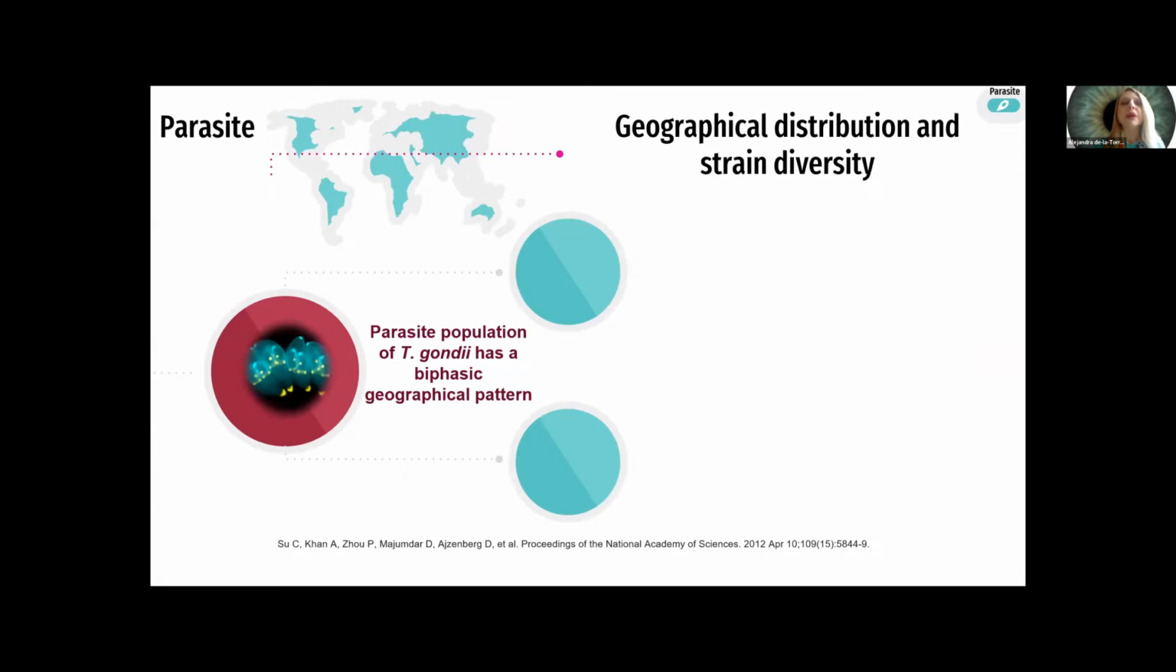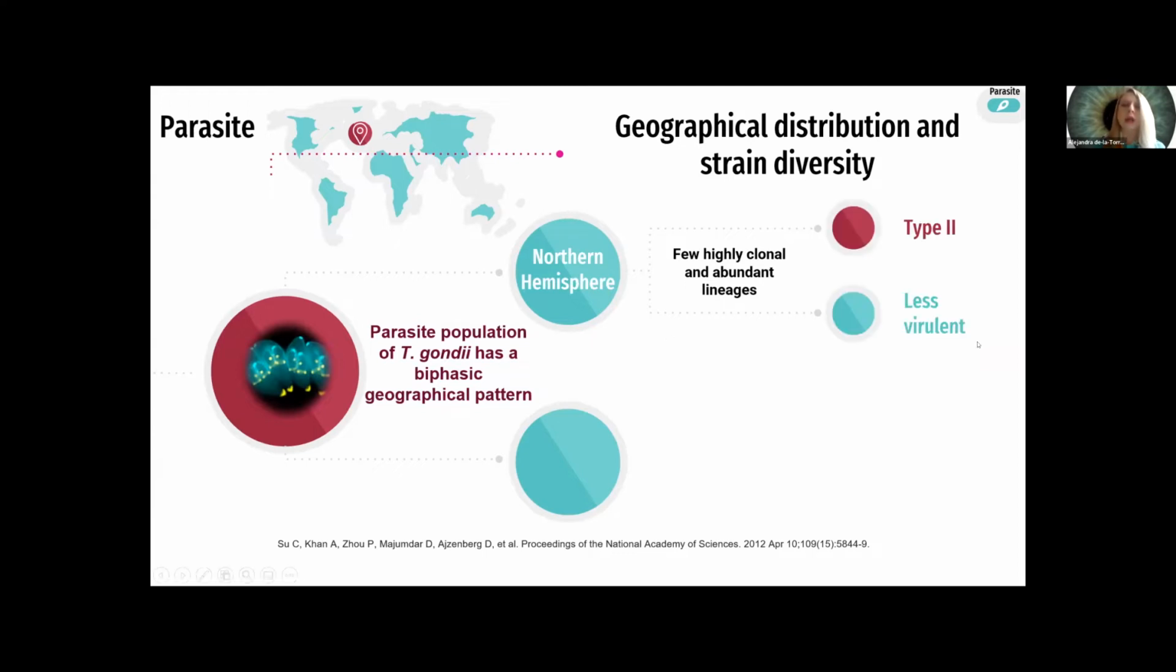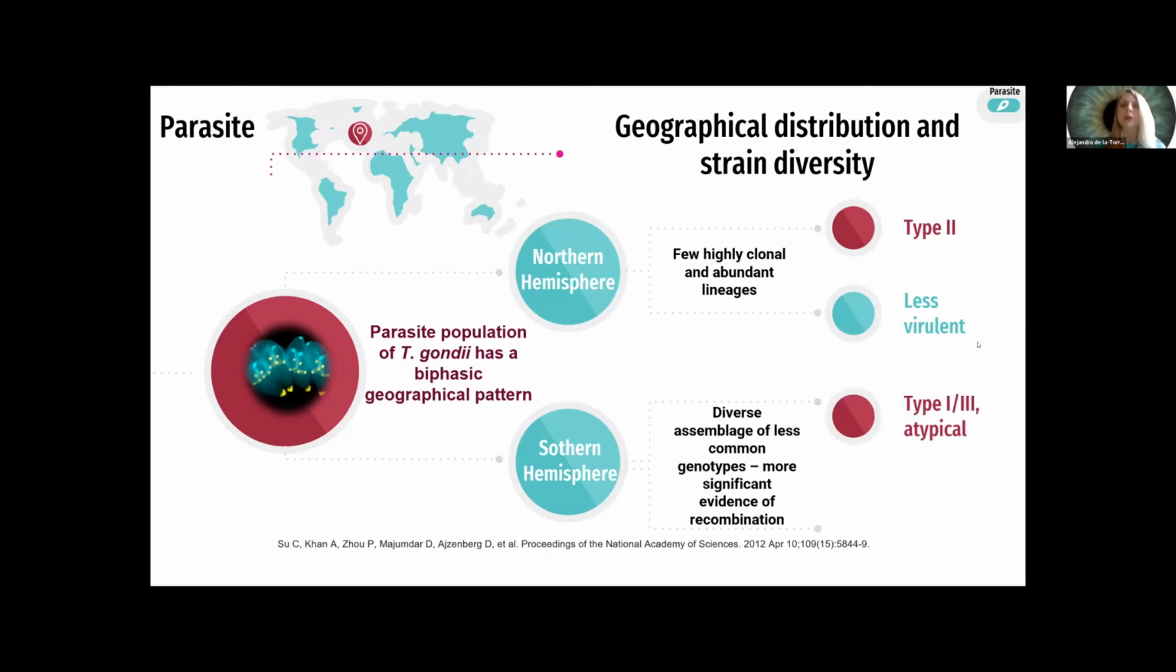We already know that the parasite population of T. gondii has a biphasic geographical pattern. One in the northern hemisphere, where few highly clonal and abundant lineages predominate, mainly type 2, which are less virulent. And the other one in the southern hemisphere, characterized by a diverse assemblage of less common genotypes with more significant evidence of recombination, mostly type 1, 3, and atypical strains, which are more virulent.